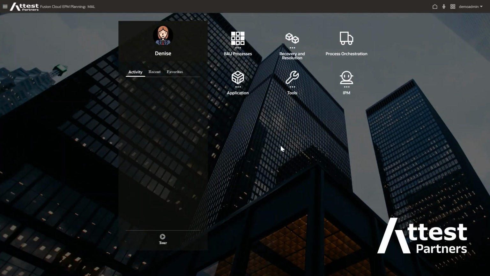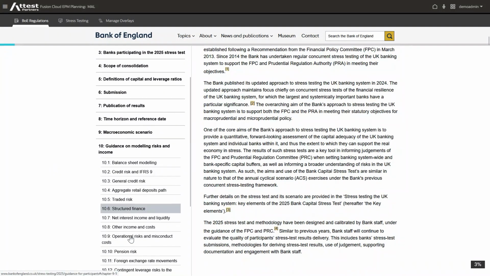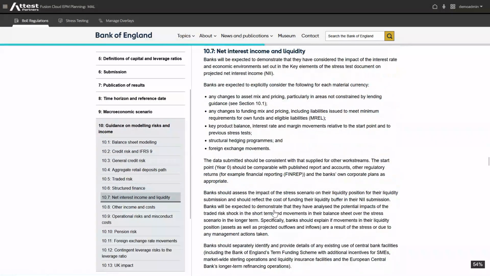So we've navigated back to the home screen, because now what we're going to share is how we overlay to support the recovery and the resolution planning that needs to be done. First, let's have a look at the regulations. So what we've done here is just very simply embed from the PRA, the Bank of England regulations, and what we're just going to focus on for the purpose of this demonstration and example is our net interest income and liquidity.